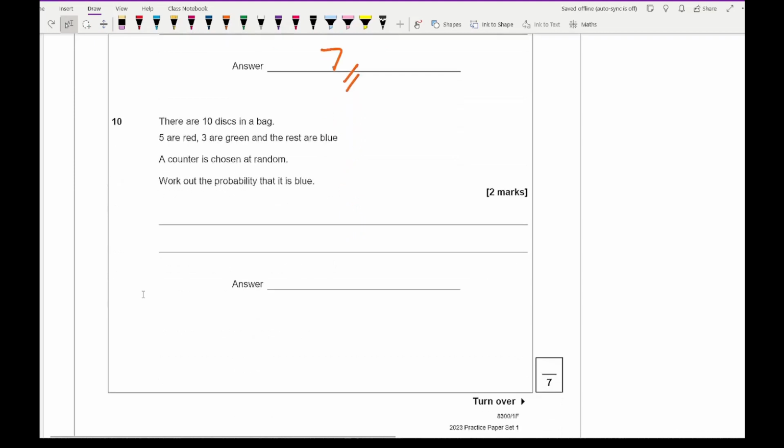Then for question 10, it says there are 10 discs in a bag, 5 are red, 3 are green and the rest are blue. A counter is chosen at random, work out the probability that it's going to be blue. Well, here we're going to have 10 take away 5, take away 3, so that means we've got 2 blue discs. And so therefore the probability is going to be 2 over 10, which simplified gives me 1/5.